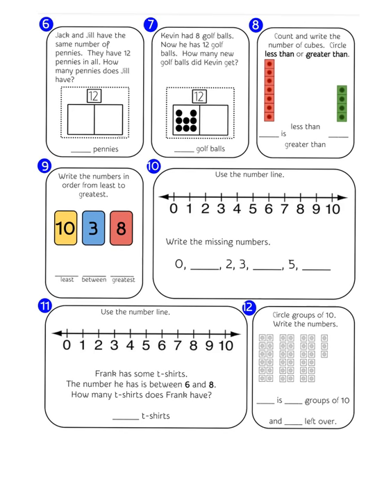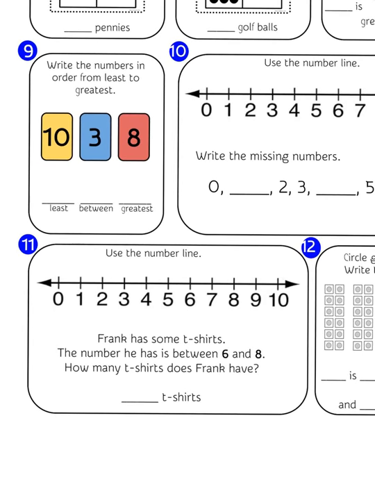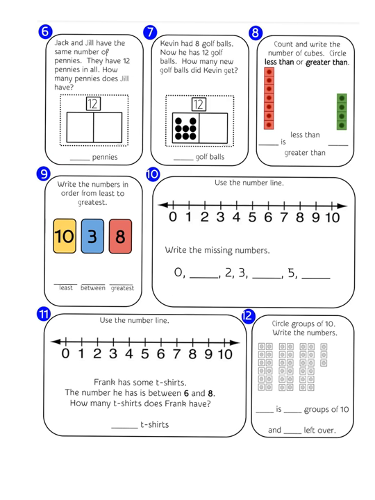Number 11, you're using the number line. Frank has some t-shirts. The number is between 6 and 8. How many t-shirts does he have? Write the number on your blank. Right, number 12, the last one on the second page. You're halfway done.